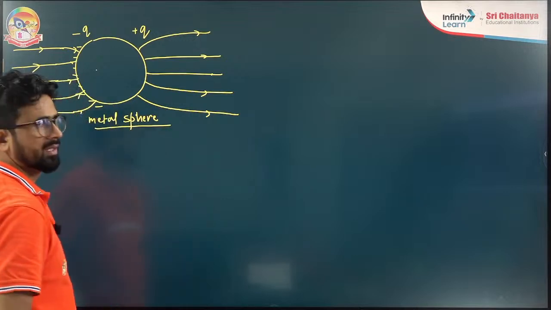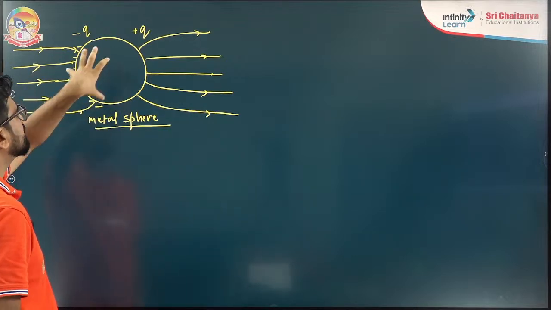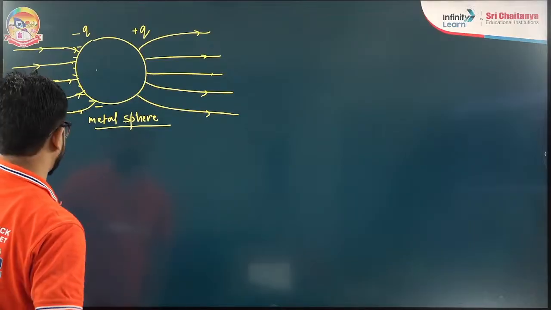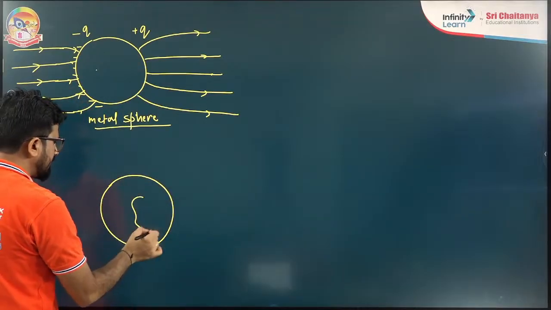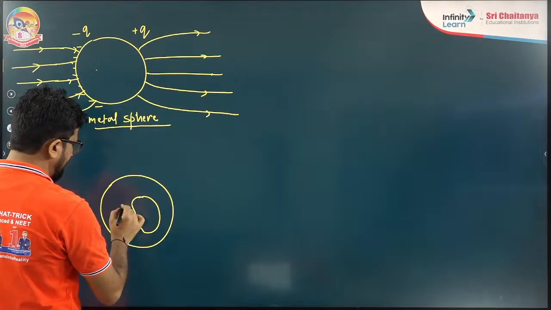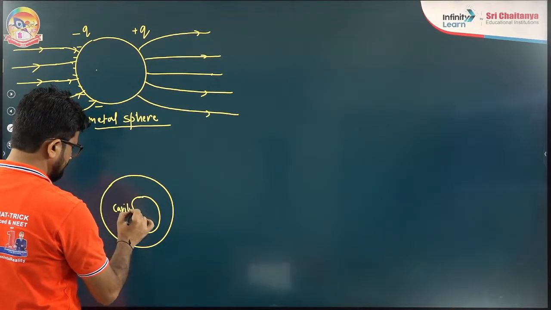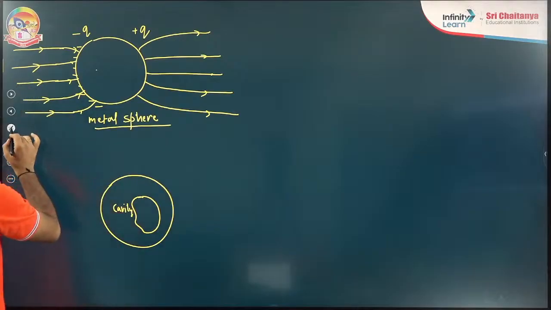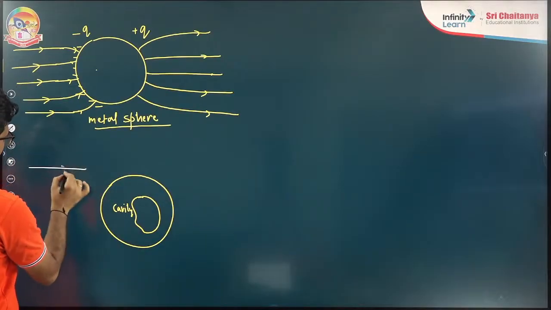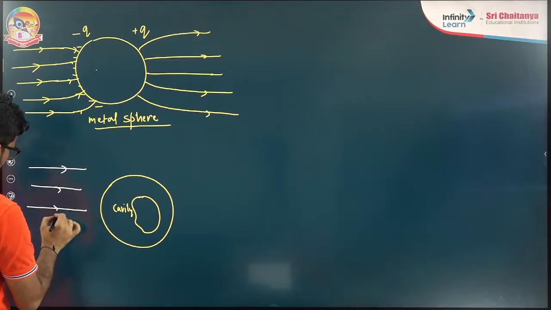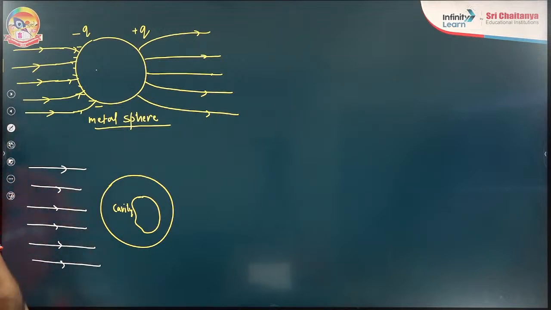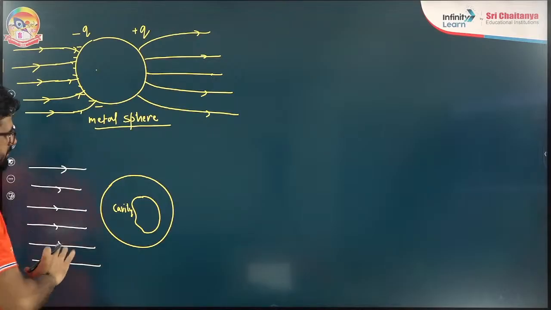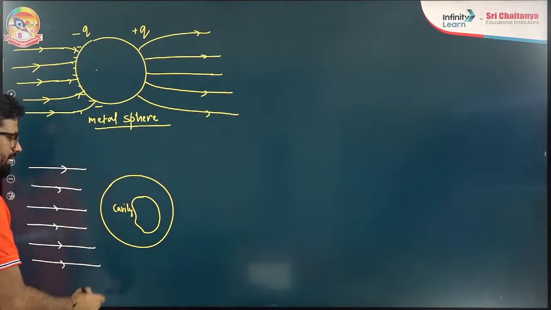Now try to understand. Now if I say, sir, this is not a solid sphere, there is also a cavity present. Suppose this is a sphere and there is a cavity inside. This is the cavity. And a field is coming from outside. This is the external field coming. Now the question is, what will happen, sir? Again, this is a metal sphere.